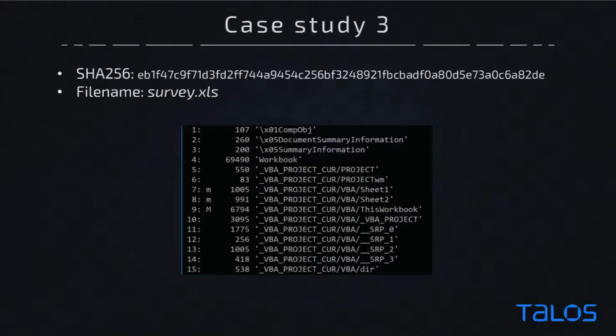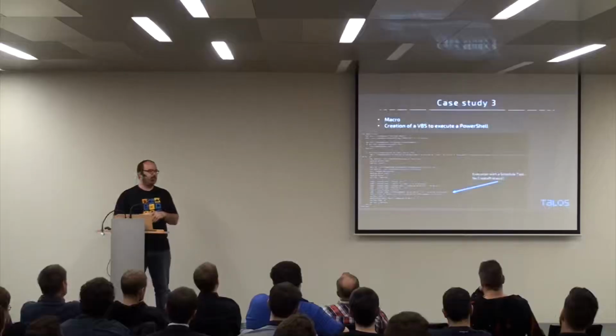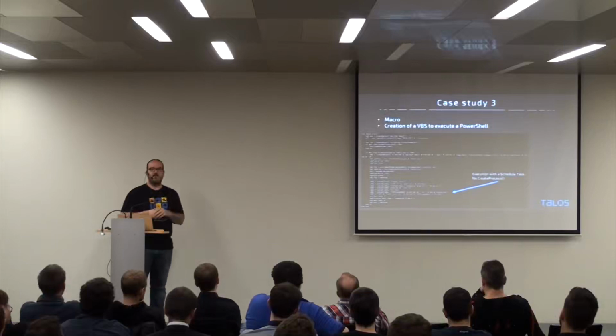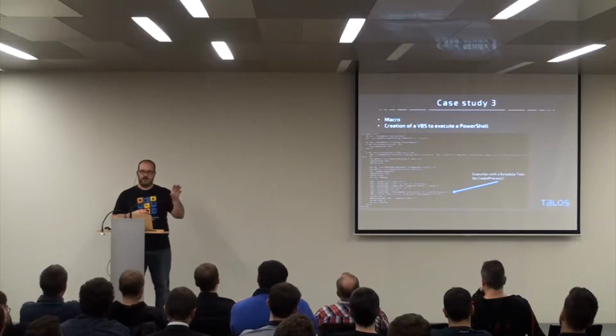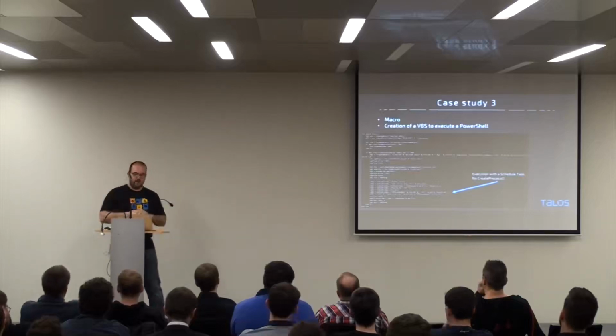Another case, survey.xls. In this case, it's more or less the same thing. It's a macro that drops a VBS, and in this case, the bad guy uses a scheduled task to execute a binary. They don't use create file because some security products detect if you have a Word document that creates an executable and executes it; it's bad behavior.